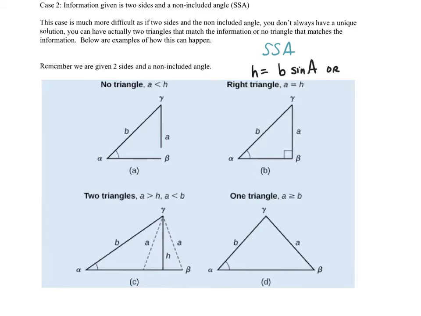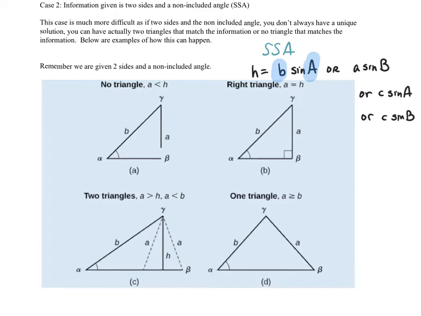Or it could equal a sine B, or it could be c sine A, or it could be c sine B. It just depends what letters you're given for your variables. But it's basically the side times the sine of the angle you're given. And it's the opposite. So what we know is we never want this and this to be the same letter. So they have to be different letters.